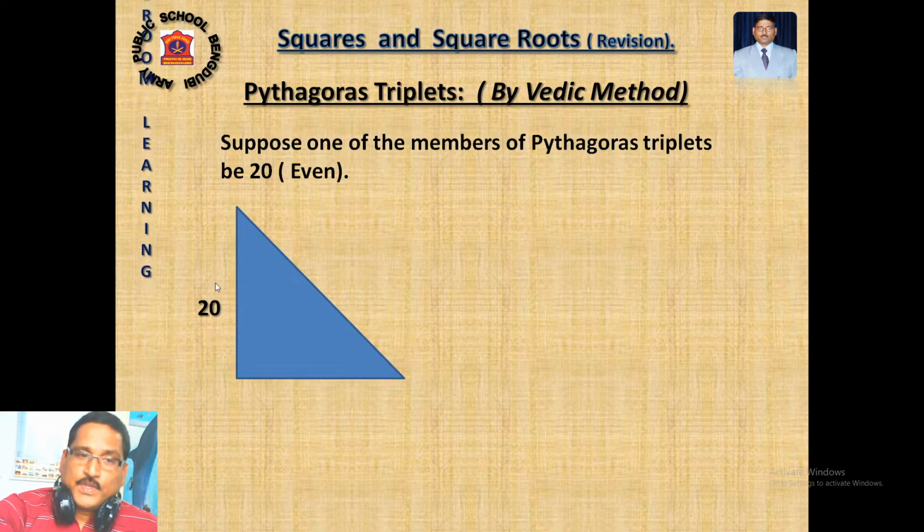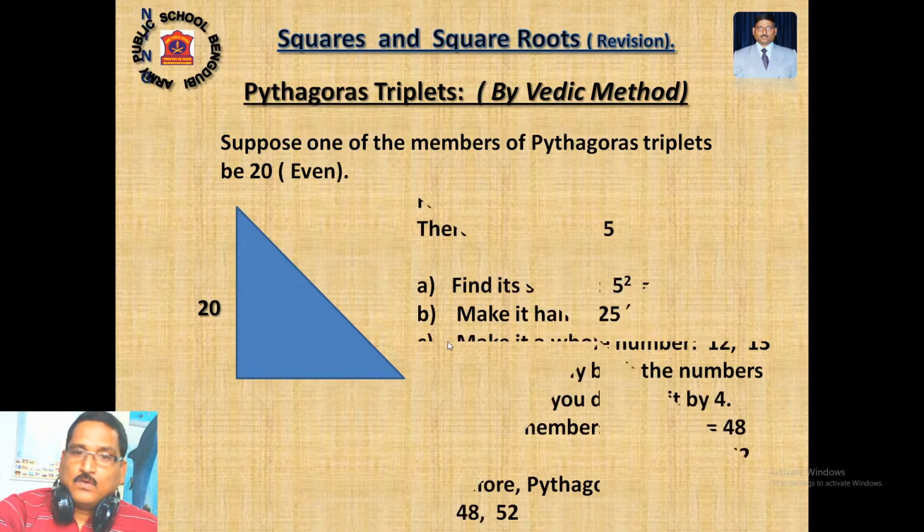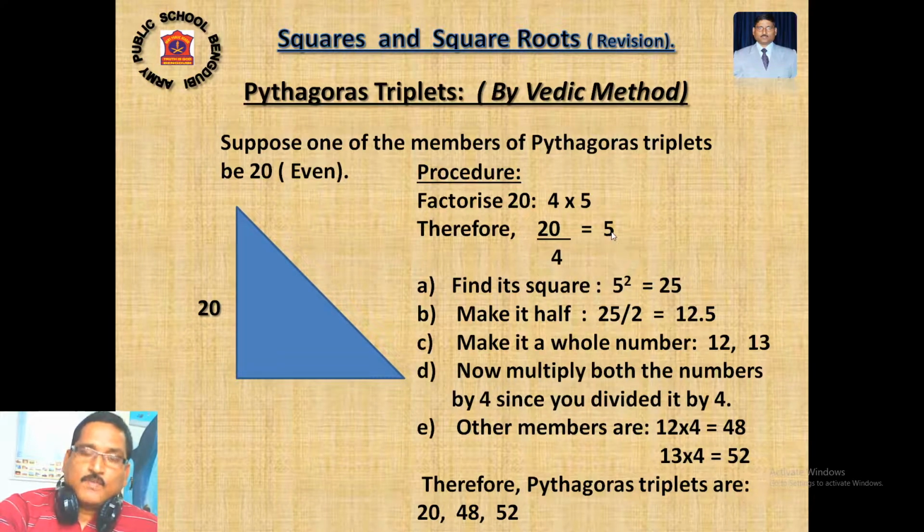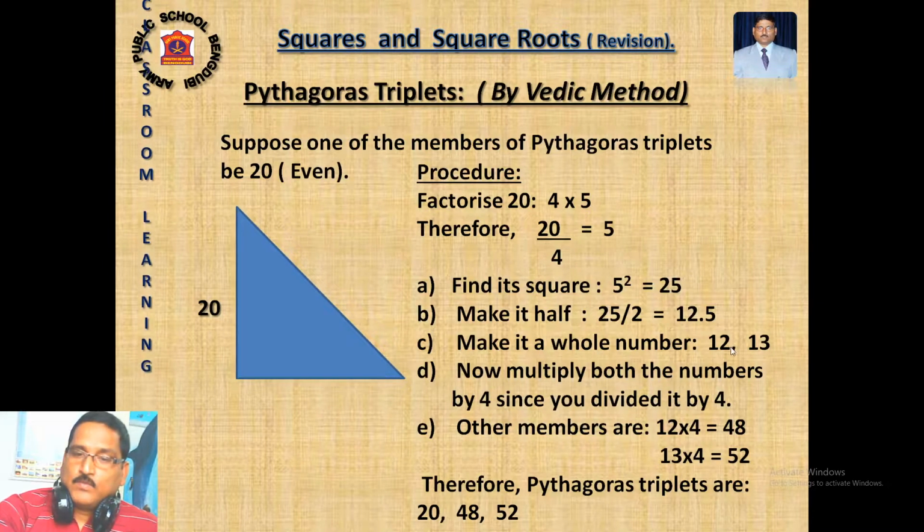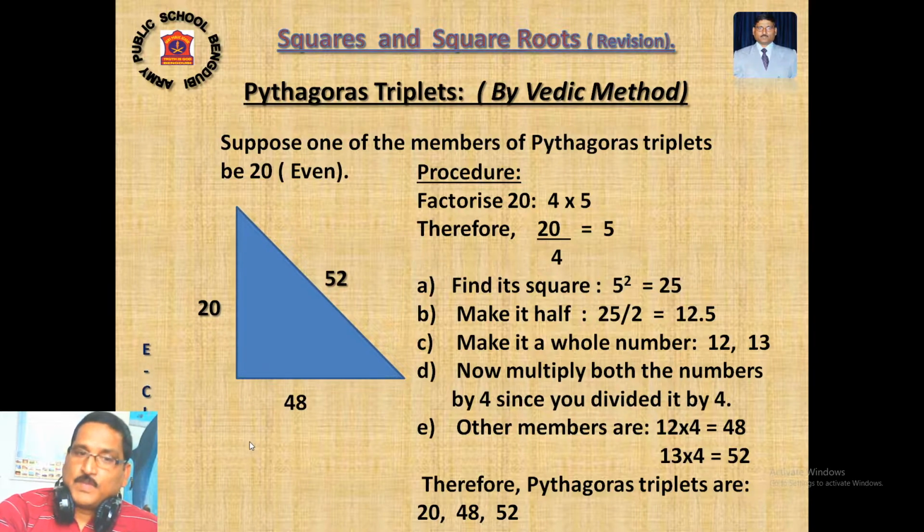So now 20 will have to be converted into 5. How? You divide by 4, so it will be 5. Now 5 is an odd number. Follow the previous method. Find its square, 25. Make it half, 12.5. Make it whole, either 12 or 13. But 12 and 13 are not the answer, because you got them after dividing by 4. Now the real numbers will be what? You have to multiply by 4 again. So 12 into 4 is 48, 13 into 4 is 52. So 52, 48, and 20 are the Pythagoras triplet.